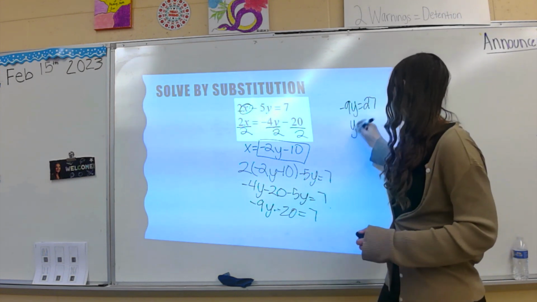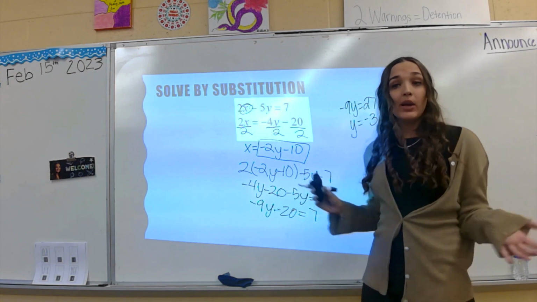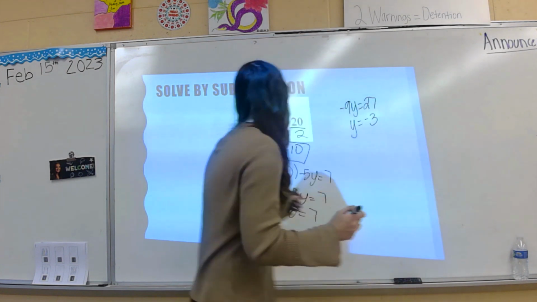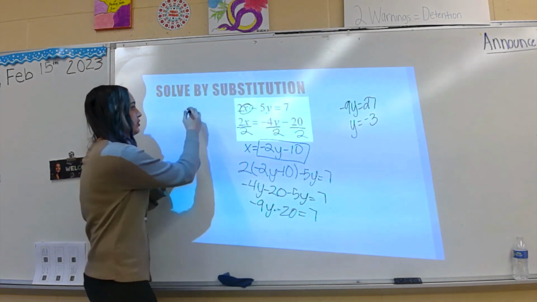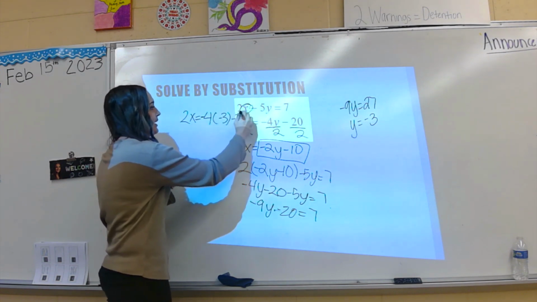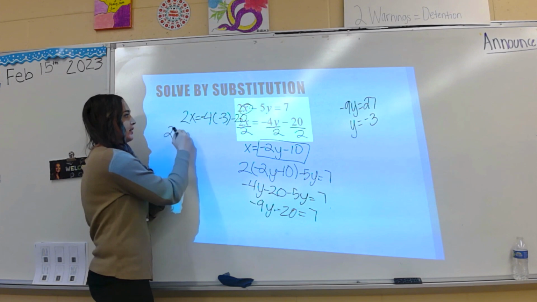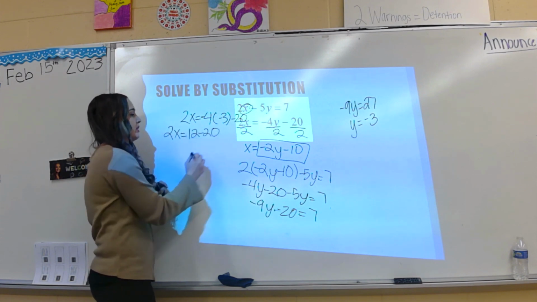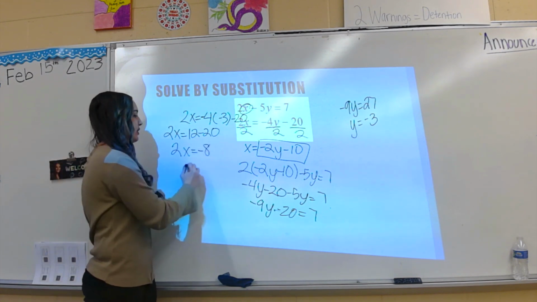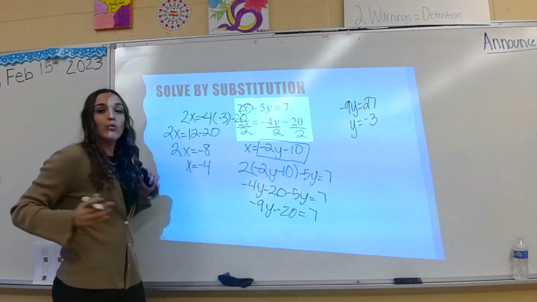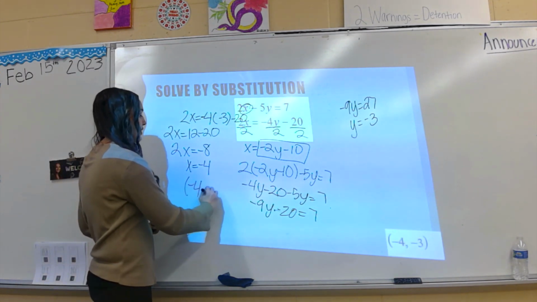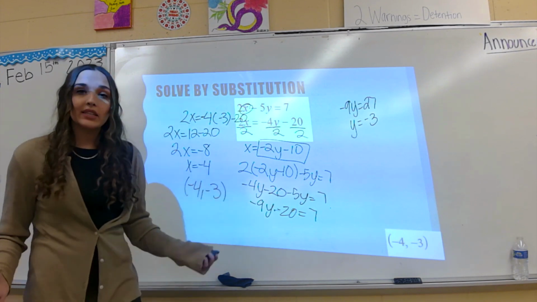So my y equals negative 3. Once I get my y is negative 3, I'm going to plug it into one of my original equations. So I'm going to plug it into this one. So I get 2x equals negative 4, my y is negative 3, minus 20. 2x equals 12 minus 20. So 2x equals 12 minus 20 is negative 8. So my x is negative 4. And once again, I need to write this as an ordered pair. So my ordered pair is going to be negative 4, negative 3, and that's my final answer.